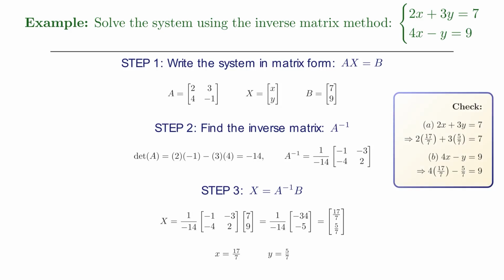We can just do a quick check, putting these back into the original equations to make sure that they're consistent. The first equation, 2x plus 3y, becomes 2 times 17 over 7 plus 3 times 5 over 7, and this is equal to 7. So the first equation is satisfied. Checking with the second equation, 4x minus y equals 9, this gives us 4 times 17 over 7 minus 5 over 7, and this is equal to 9. So the second equation is satisfied.